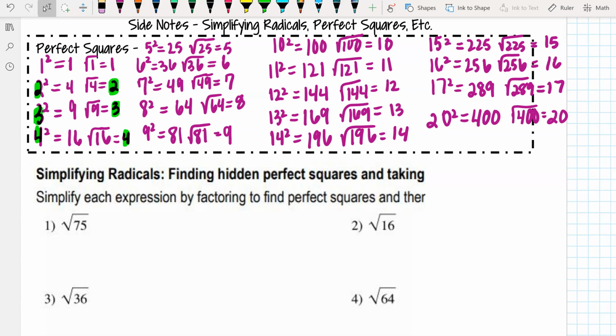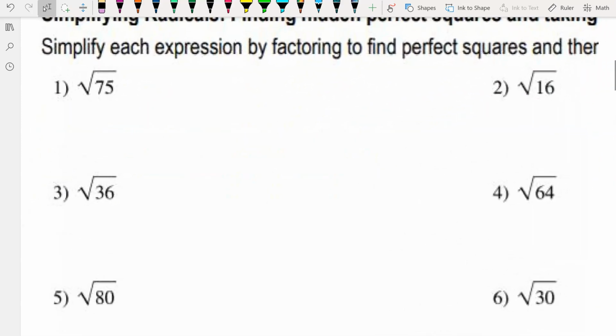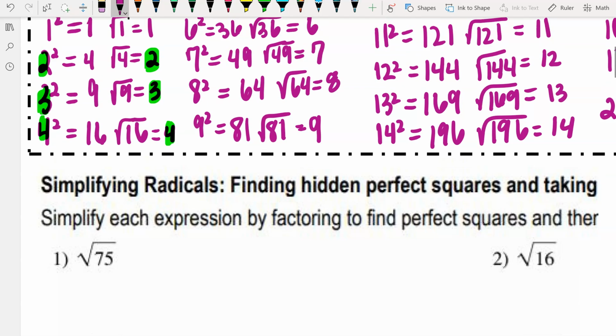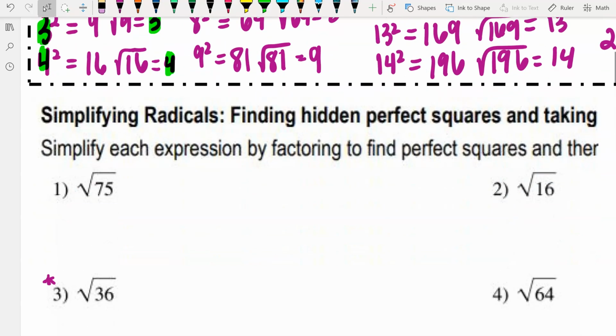So I want to take a look at the practice below. So we're going to simplify these radicals, whether they are perfect squares or not. I want to take a look at some that are perfect squares first. Number 3 is a perfect square, the square root of 36. That's one of the ones we listed above, right up top. The square root of 36 is 6.